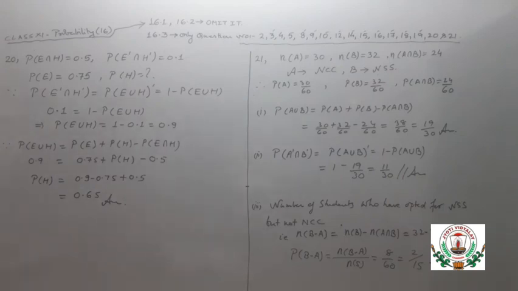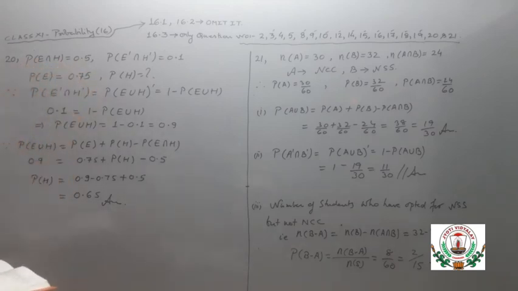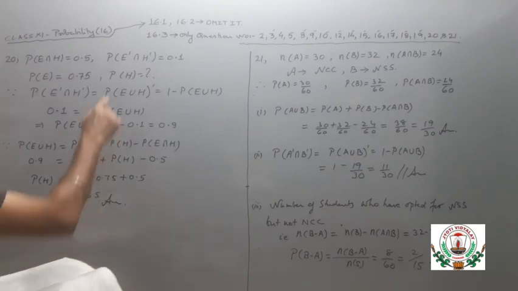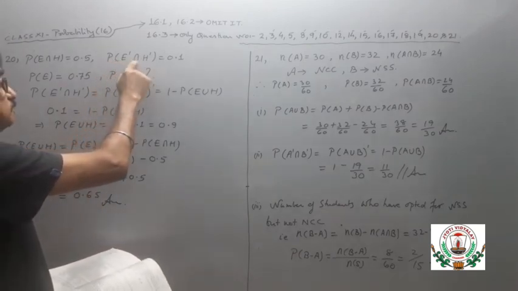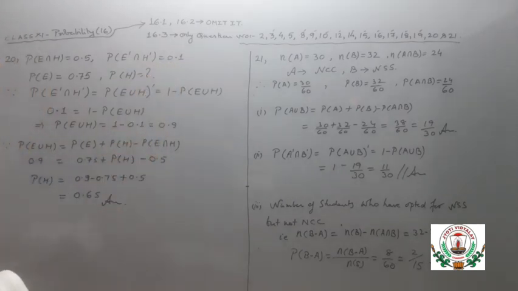Here comes question number 20. Probability of English and Hindi. The probability that a student will pass the final examination in both English and Hindi is 0.5, and the probability of passing neither Hindi nor English, E complement intersection H complement, is 0.1, and the probability of passing only in English is 0.75. We have to calculate the probability of passing in Hindi.